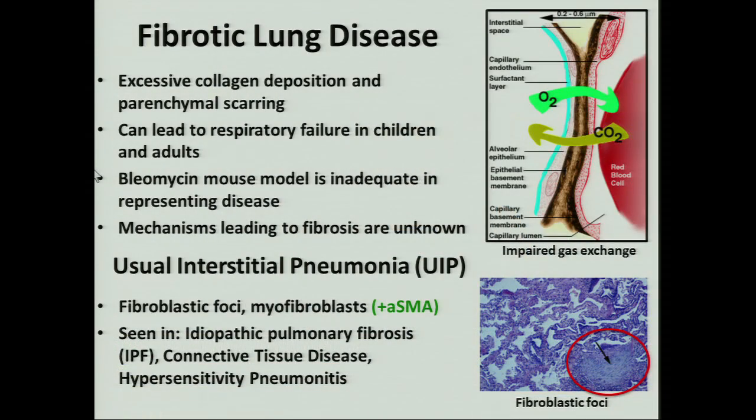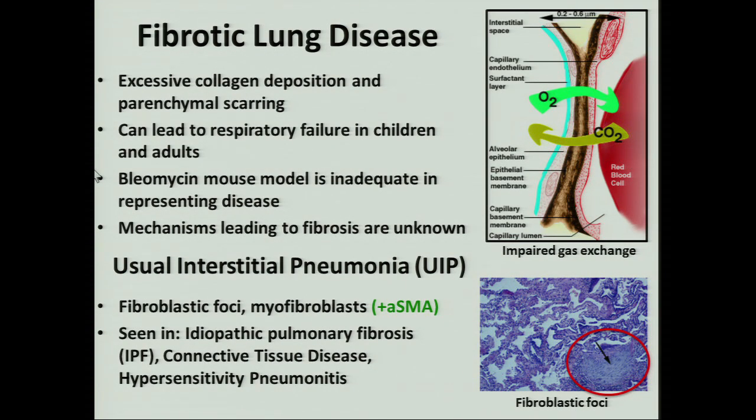The current models include the bleomycin mouse model and, unfortunately, are inadequate in representing the progressive nature of the disease. The exact mechanisms leading to fibrosis are largely unknown, and this provides the basis for our investigation.